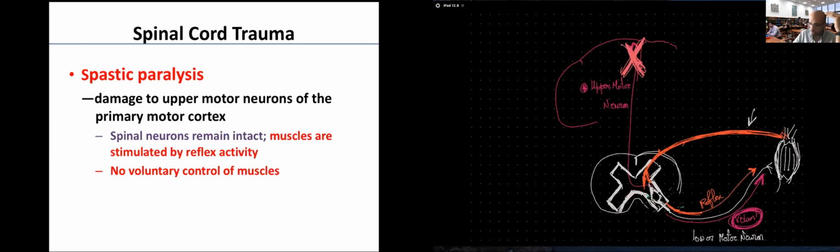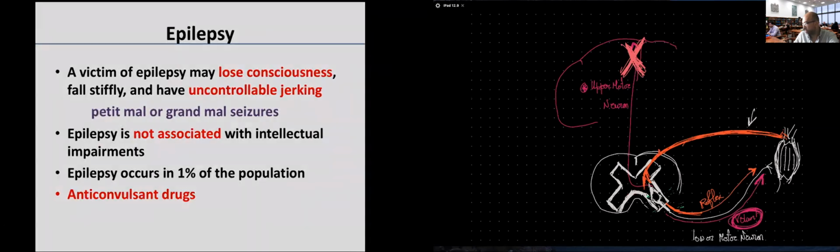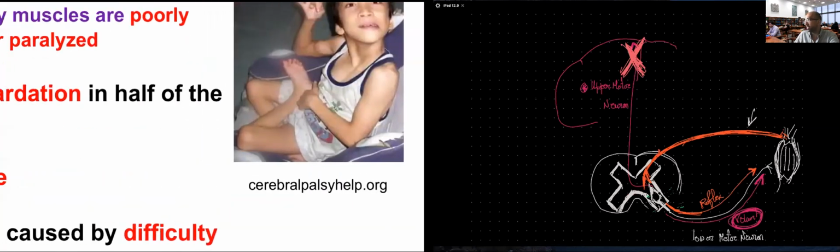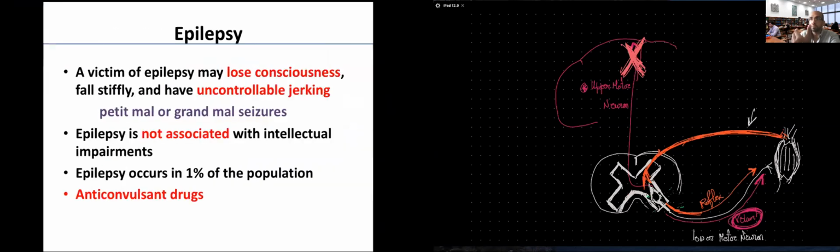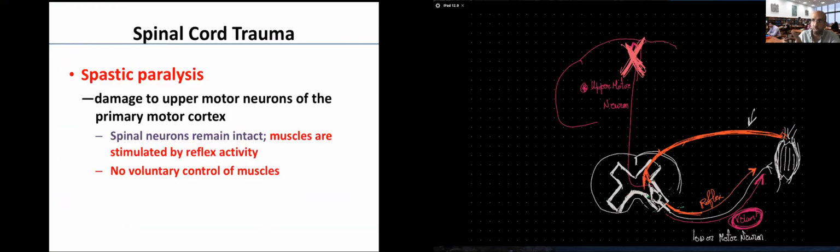I've lost the upper motor neuron. I have exaggerated reflexes. I have hypertonia, like this kid on here. He has paralysis, but it's associated with an increase in the muscle tone. You see, hypertonia. Muscles are contracted, but he can't move his limbs. He still has a paralysis, but it's a type of paralysis that we call spastic paralysis.